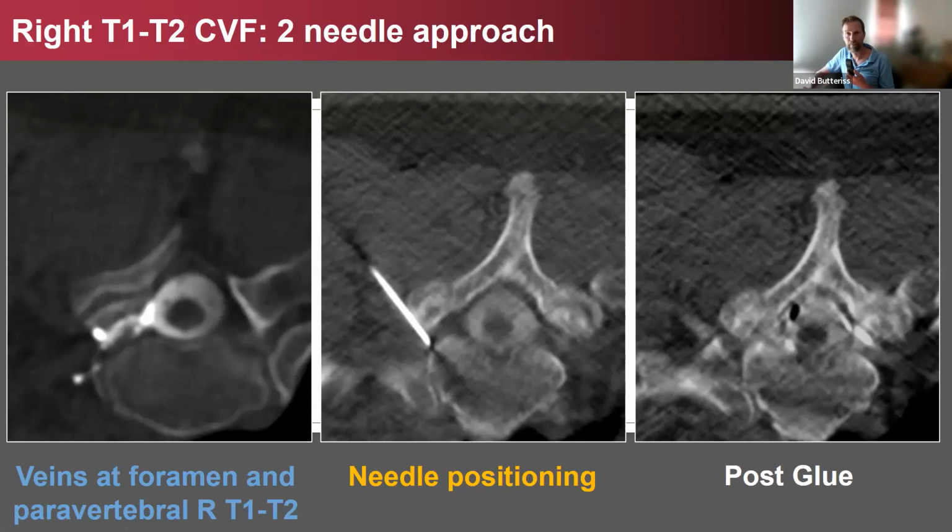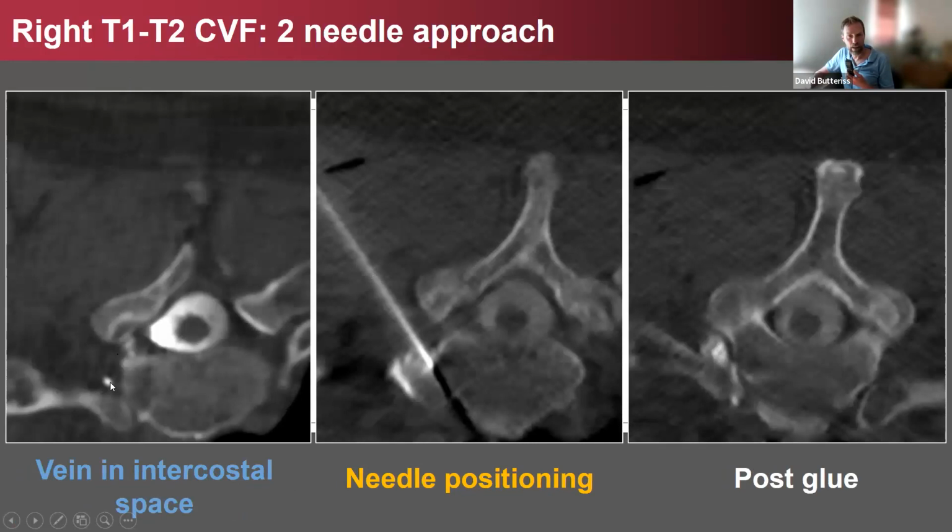A further area of venous drainage extending down into the intercostal space. So we've got a different needle coming in to target this venous drainage specifically, with glue extending here and also extending into the vein here. So we can see that specific targeting of specific areas of the fistula.